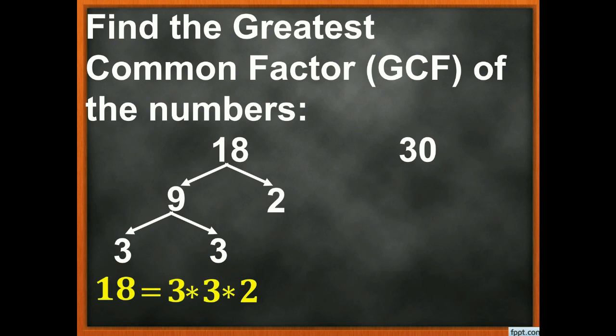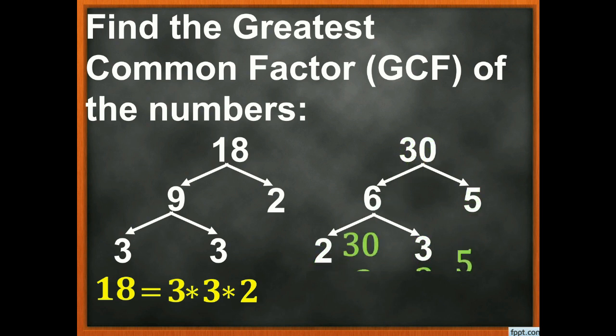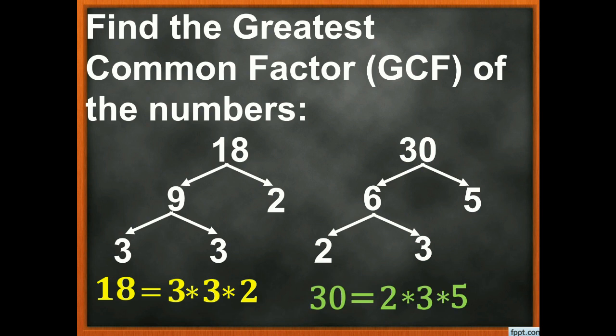What about 30? 30 has 6 times 5. 6 factors are 2 times 3. The prime factors of 30 is 2 times 3 times 5.